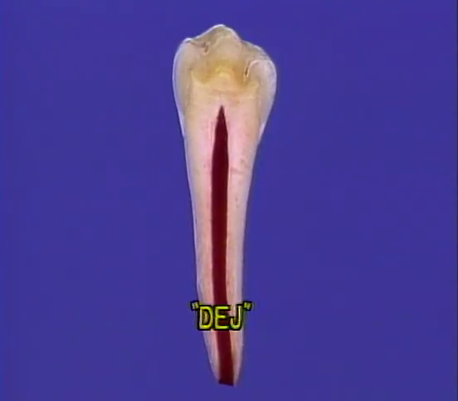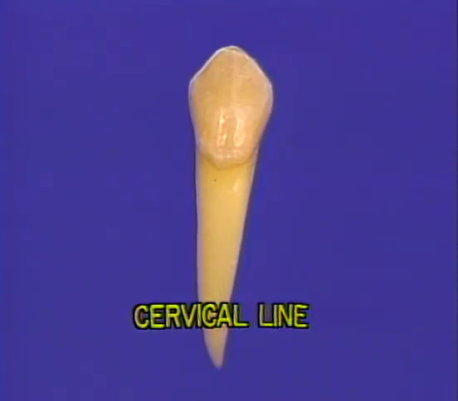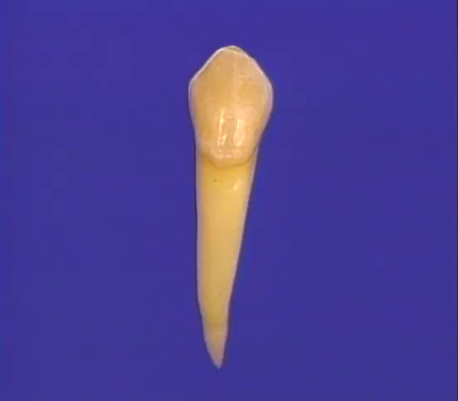Dento-enamel junction, or DEJ. The dento-enamel junction is the designation given to the interface between enamel and dentin in the anatomical crown of the tooth. Cervical line. The junction of the cementum and enamel on the surface of the tooth is referred to as the cervical line. It is also frequently called the cemento-enamel junction, or the CEJ. The cervical line separates the anatomical crown and the anatomical root.